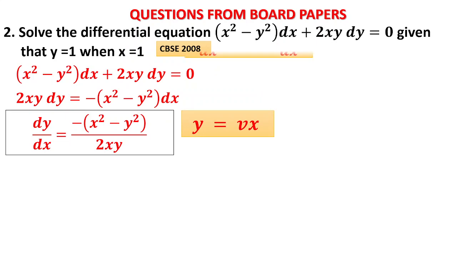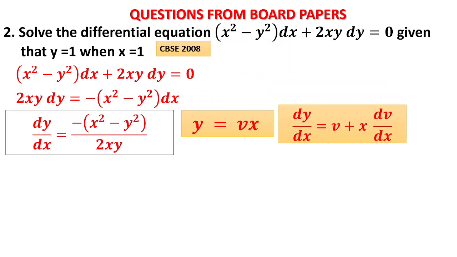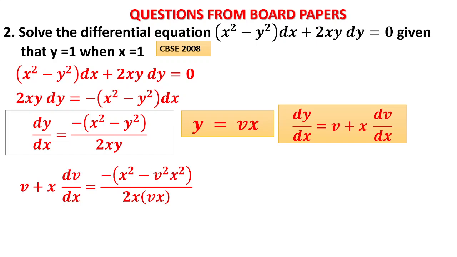You have to put y is equal to vx and dy by dx as v plus x into dv by dx. I am substituting it, but keep in mind that on the left hand side it is dy by dx is v plus x into dv by dx. On the right hand side only replace y by vx, y square as v square x square. I have done it. Now x square automatically will get cancelled on the right hand side. Keep this in mind.